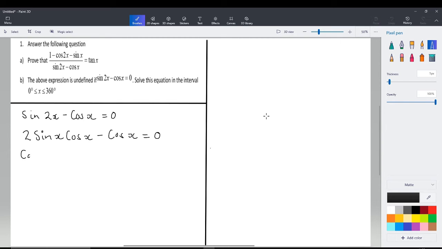Common factor is cos x. And in our brackets, we have 2 sine x minus 1. And this is equal to 0. According to the zero product rule, either cos x is equal to 0 or the bracket 2 sine x minus 1 is equal to 0. So we solve this.